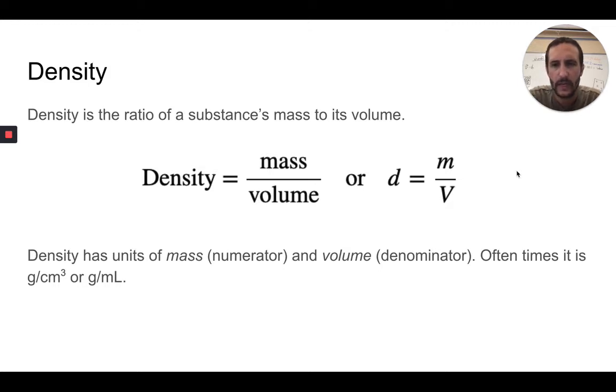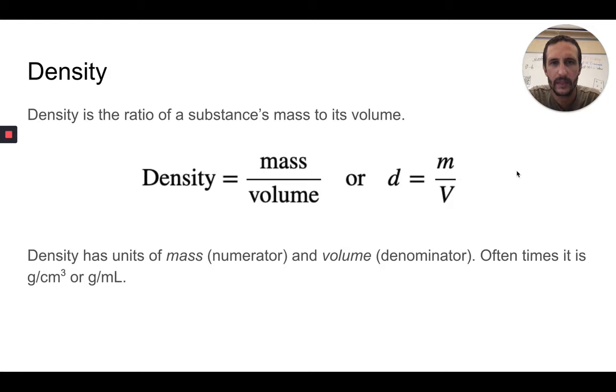Density is the ratio of a substance's mass to its volume. Density has the formula that density equals mass divided by volume, and we can abbreviate that D equals M divided by V. The units on density are always mass in the numerator and volume in the denominator.